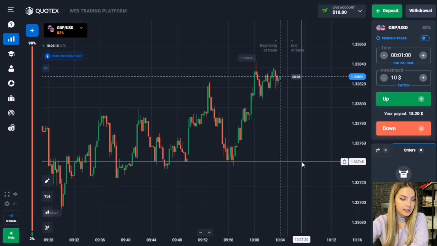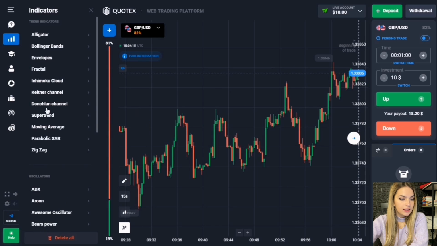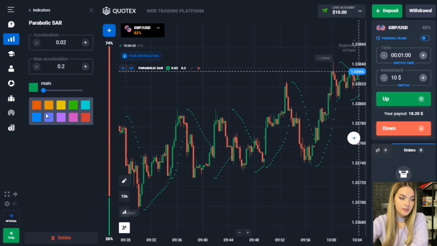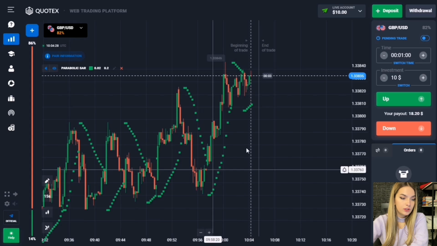So let's get started and turn on this indicator. Click this button in the lower left corner. A list of indicators has been opened in front of us. Select Parabolic Sar from the list. I leave settings by default. We can make our indicator a little bit bigger. Also, if you want, you can choose any other color. Thus, we have this indicator on the chart.